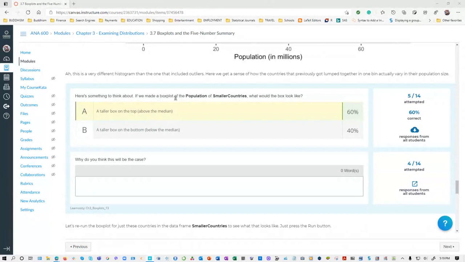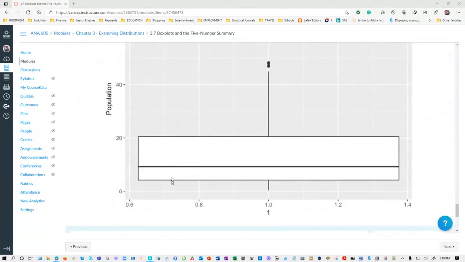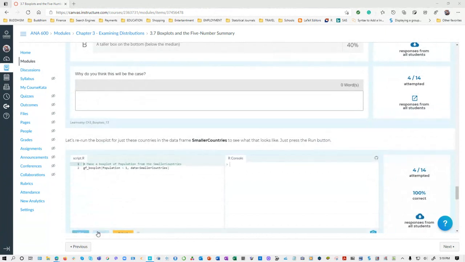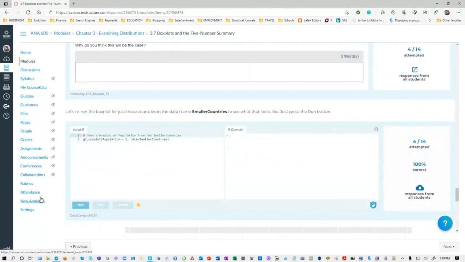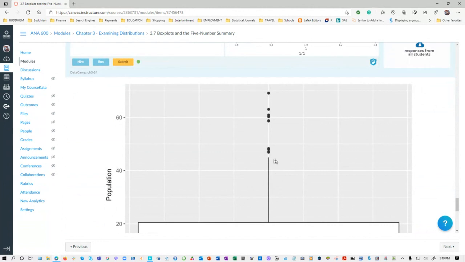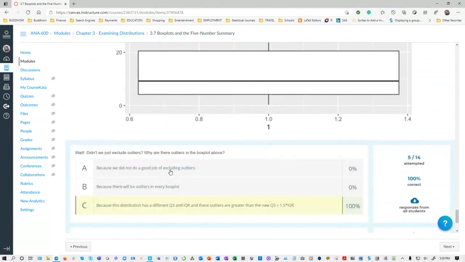Here's something to think about. If we made a box plot of the population of the smaller countries, what would the box look like? A taller box, see? We would get a taller box. Now think, and then more outliers, still more outliers. But the smaller country data, if you draw this, is your box plot. Is the max, but most of the outliers have been taken out, but there are still some outliers even after they were cut off.